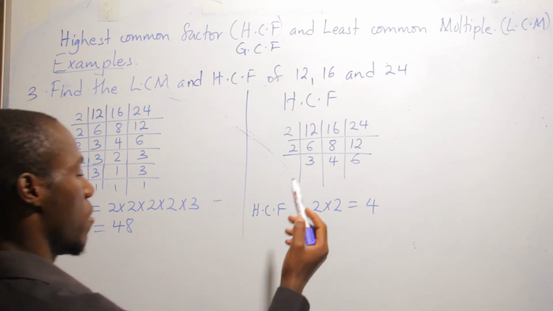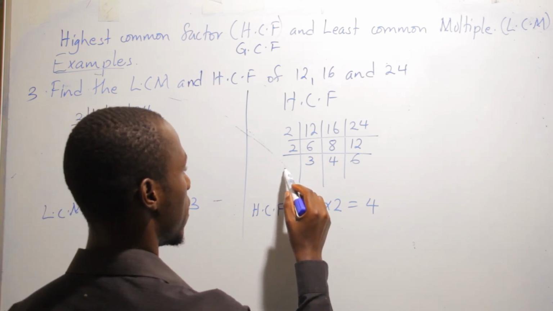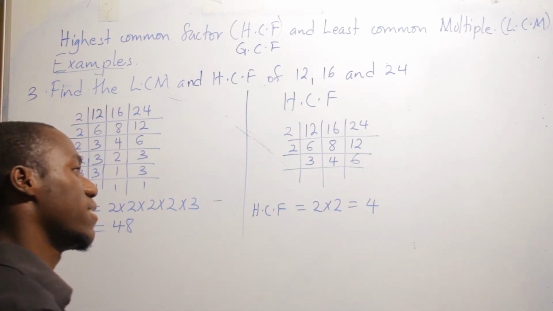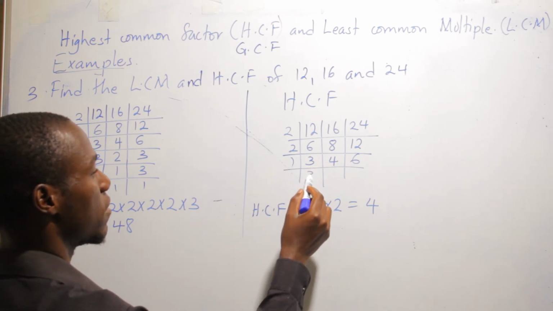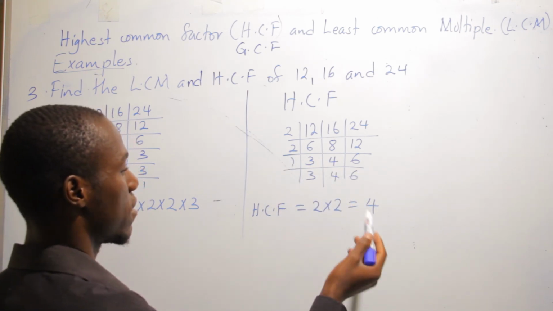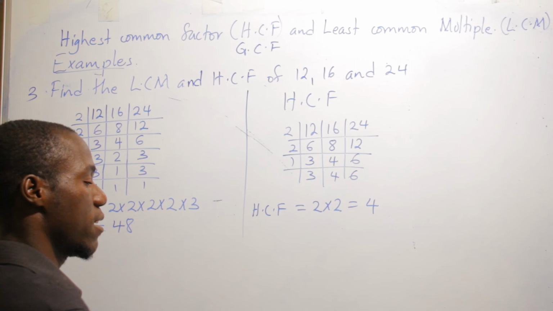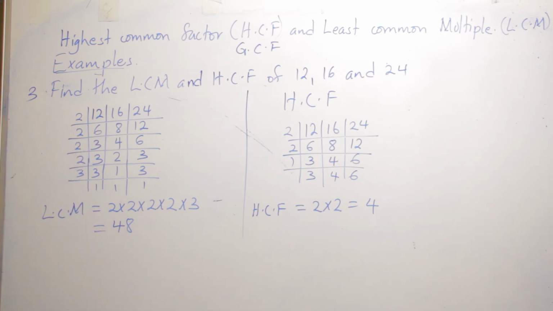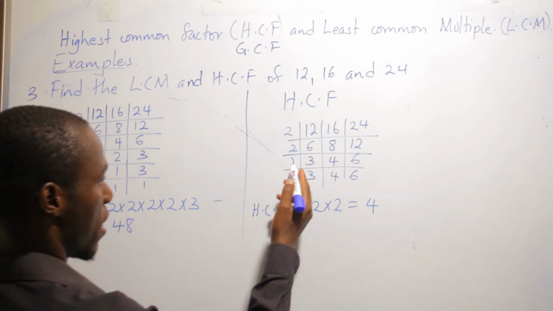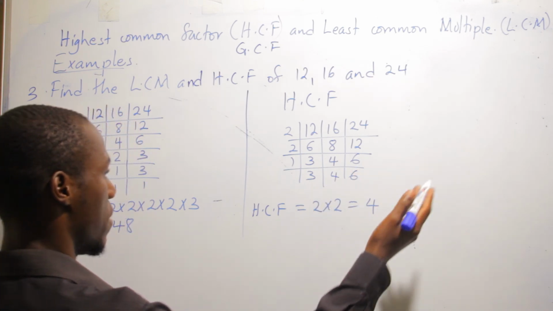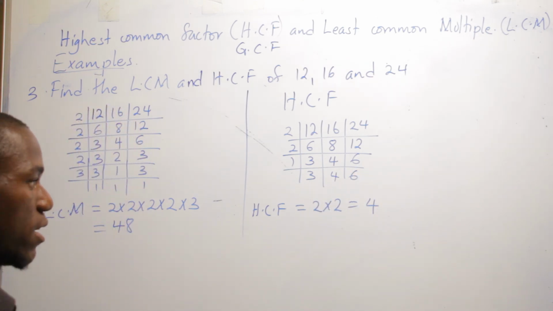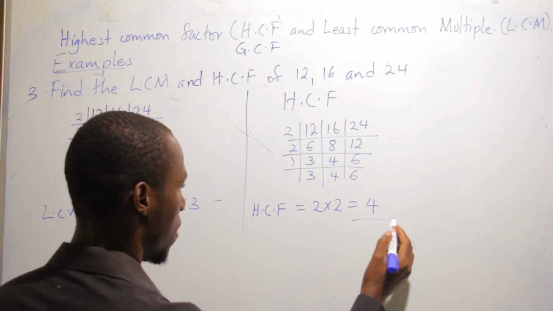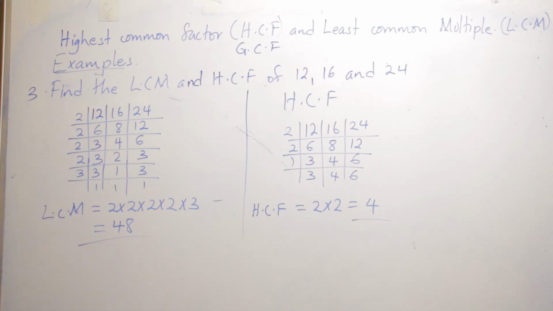Someone can say that 1 can divide 3, 4 and 6, yes, but when you multiply 1 times anything, you get that same thing. So that is why I say from here that there's no number that can divide all the 3 at once. So the HCF is 4 and the LCM is 48.